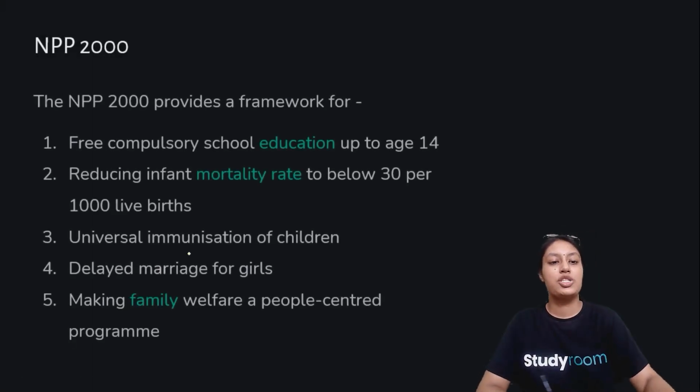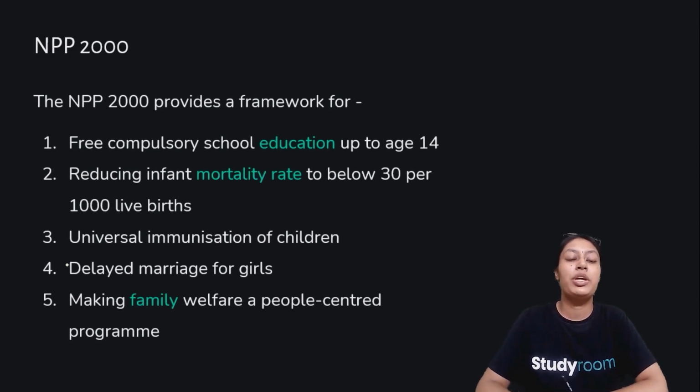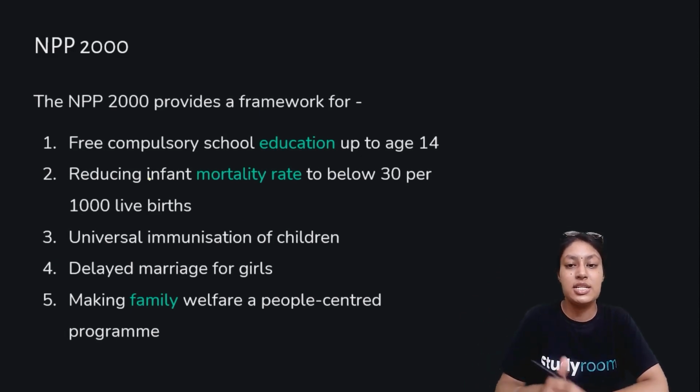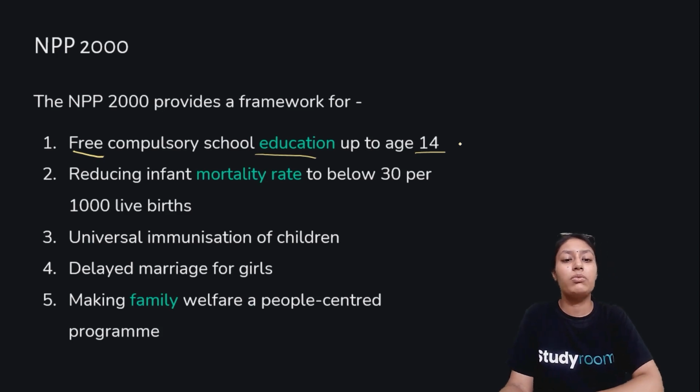Okay, next, National Population Policy 2000 provides a framework. It provides a proper structure which has a few things in it. Let's understand one by one. First is to improve the quality of the population. As we have understood, one important characteristic is literacy. So the government has provided free compulsory school education up to age 14. Okay, so up to 14 years, free compulsory education has been provided.